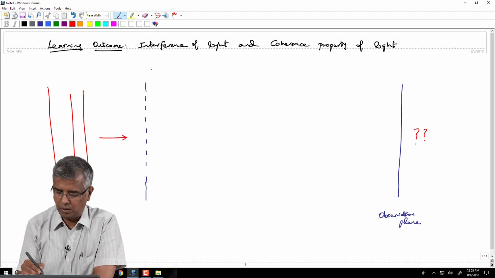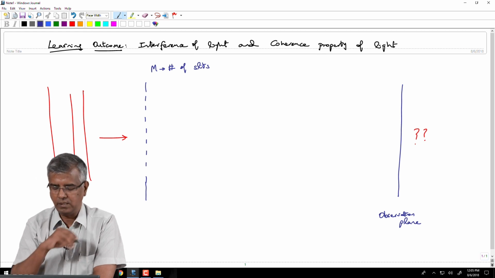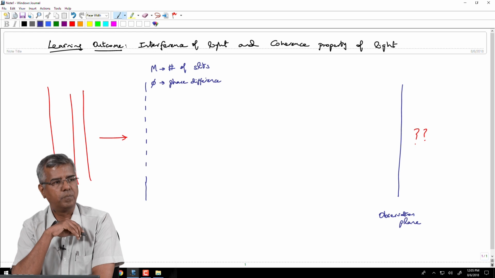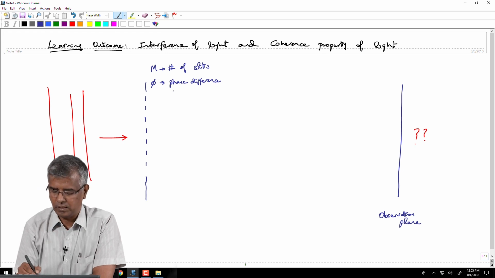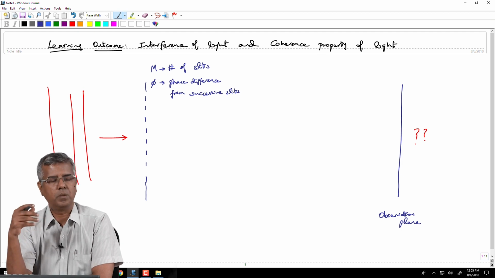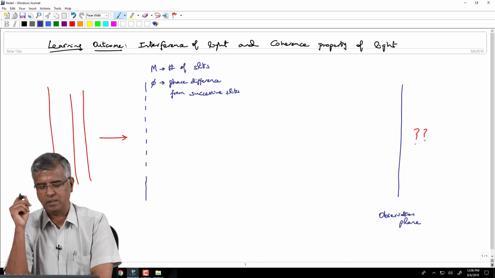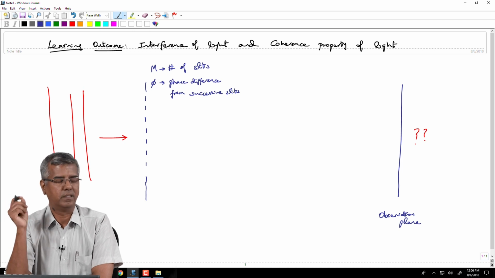To do that, let's say we are considering M as the number of slits, and let's consider that phi is the phase difference at the observation plane from successive slits. So you know that each of those slits is going to produce a secondary wavelet, and the phase difference between wavelets from successive slits is phi.